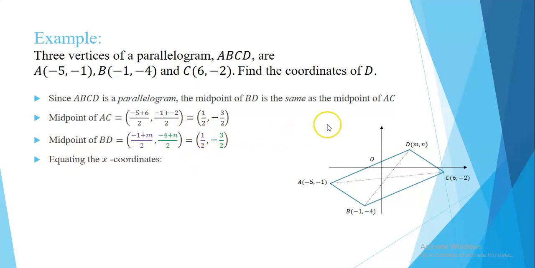Equating the x coordinates, we say (-1 plus m) all divided by 2 has to be equal to our midpoint x coordinate, which is a half. Now we just solve for m. Each side is being divided by 2, so to get rid of the 2's we do the opposite and multiply both sides by 2. That gives us -1 plus m on the left side and 1 on the right side. Getting m by itself, we get m as 2. So that is the x coordinate of our D point.